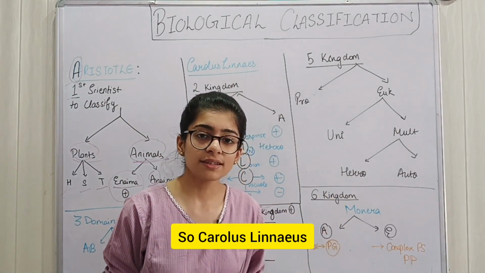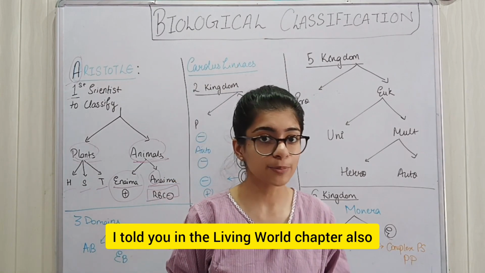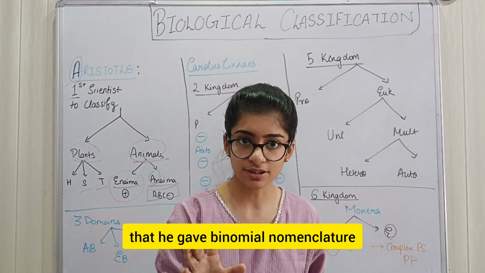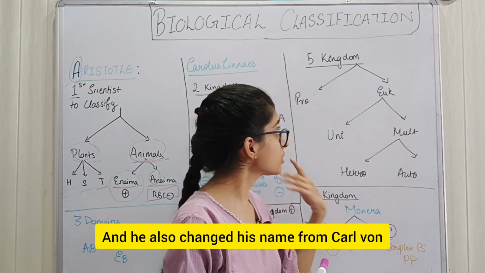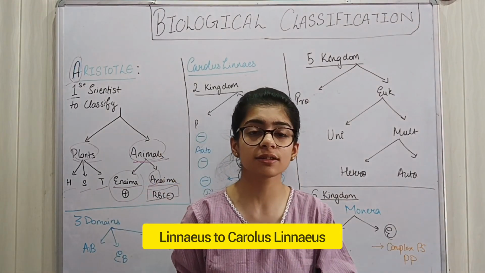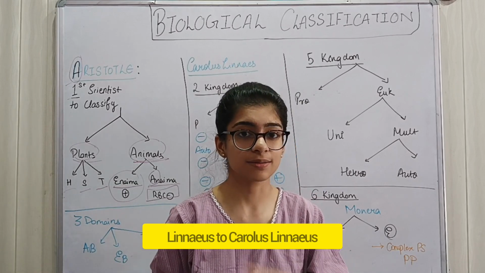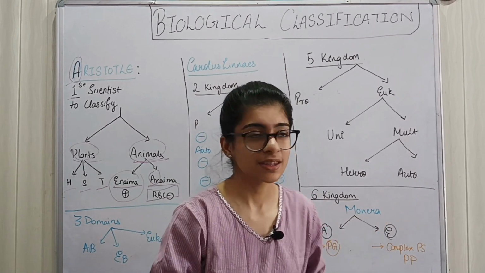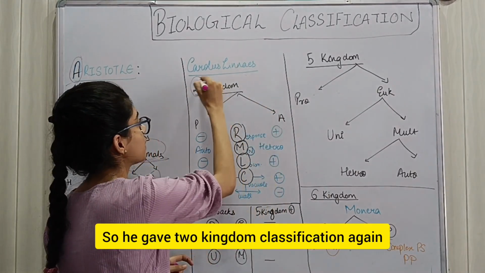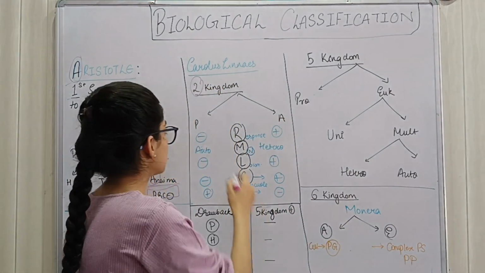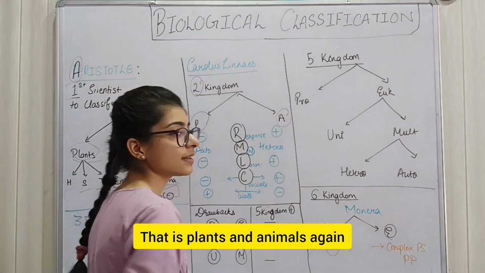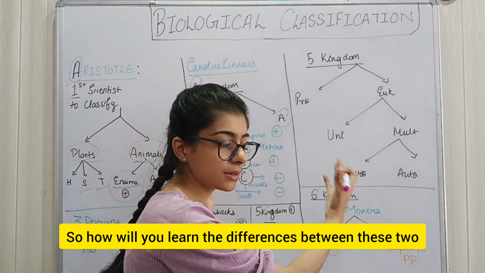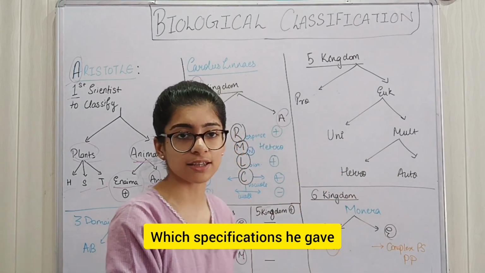So, now let's come on to the second scientist, Carolus Linnaeus. I told you in the Living World chapter also that he gave binomial nomenclature. And he also changed his name from Carl von Linnaeus to Carolus Linnaeus, binomial nomenclature. So, he loves the word two. So, he gave two kingdom classification again. That is plants and animals again. So, how will you learn the differences between these two?